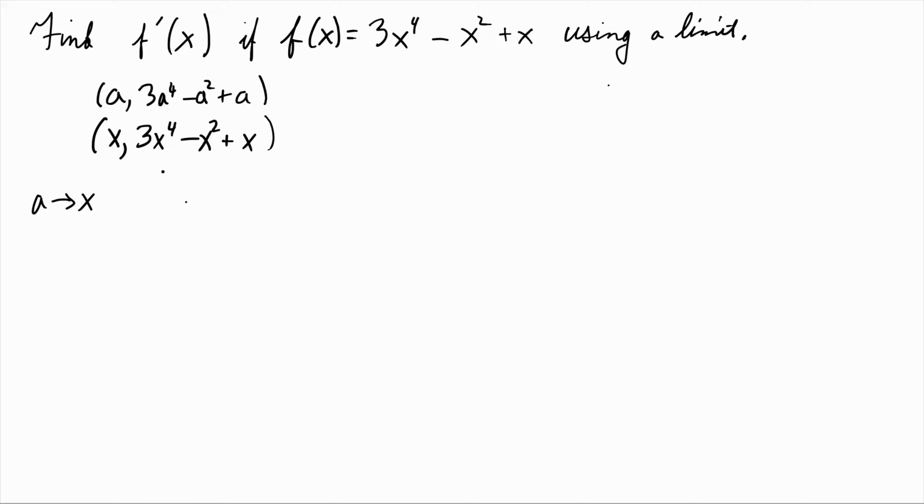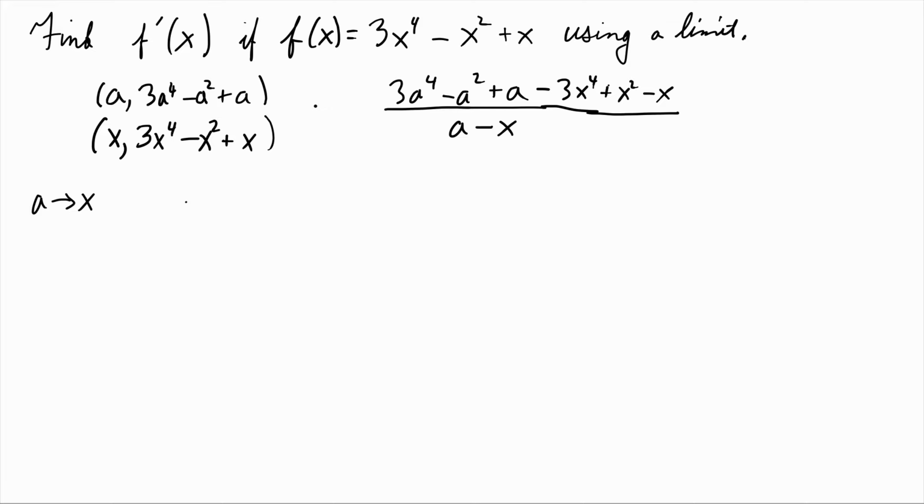Okay, and we look at the slope of the line segment between these two points, difference of y's over difference of x's. 3a to the 4th minus a squared plus a, all over, then subtract off this guy right here, minus 3x to the 4th plus x squared minus x. So subtract the two y values, and then subtract the two x values, so rise over run.